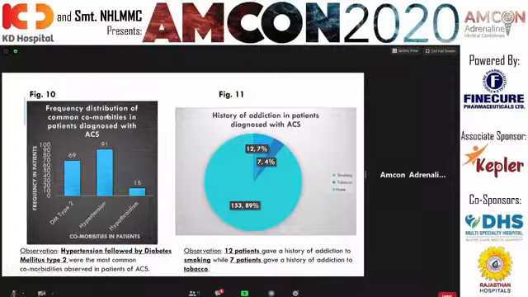And we also checked for comorbid conditions and other risk factors associated with ACS. We found that 91 patients reported a previous history of hypertension and 69 of diabetes mellitus type 2. For risk factors, the majority of the patients, that is 153, reported that they had no addiction to smoking or tobacco, while 12 reported smoking and 7 tobacco.